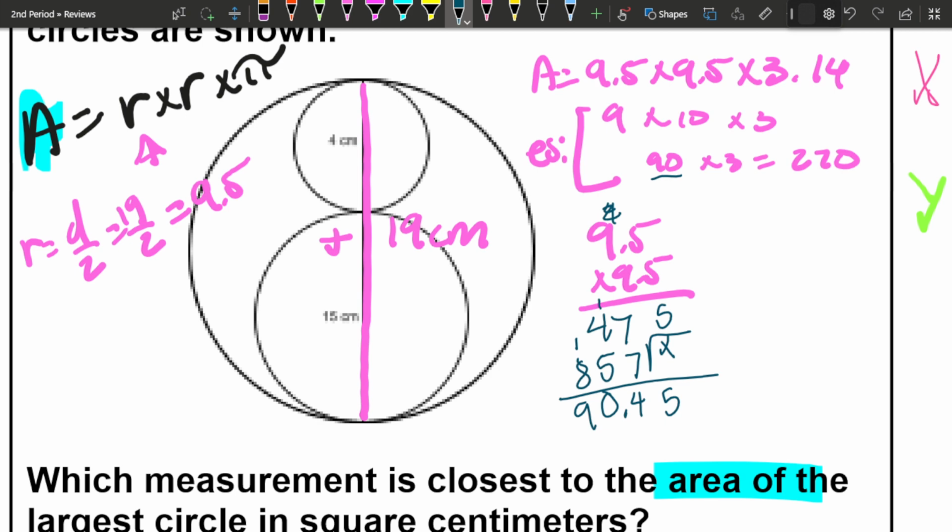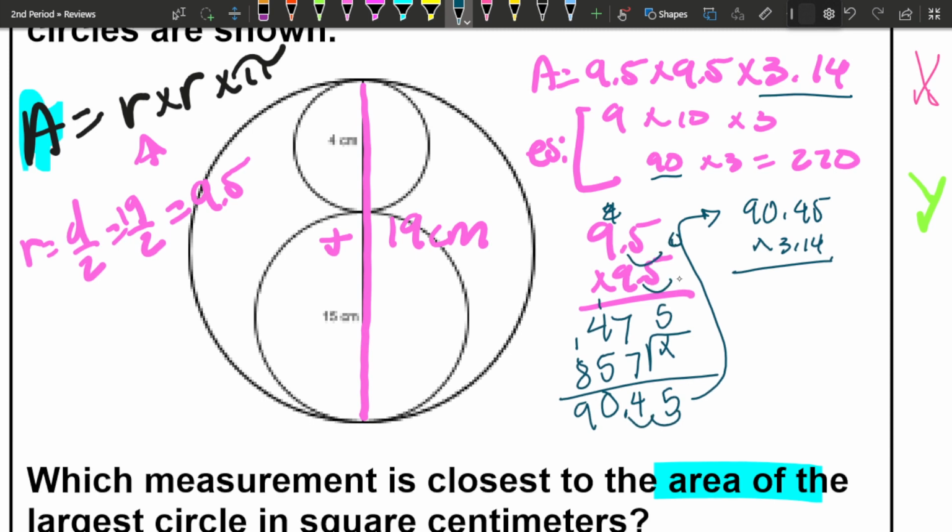Look, my estimate was 90. So I'm really close. Now I got to take this and multiply by what? 3.14. 90.45 times 3.14. Notice I put in the one with the most digits on top. Over here, I moved twice to the left because I had 1 on top, 1 on the bottom. So a total of 2.